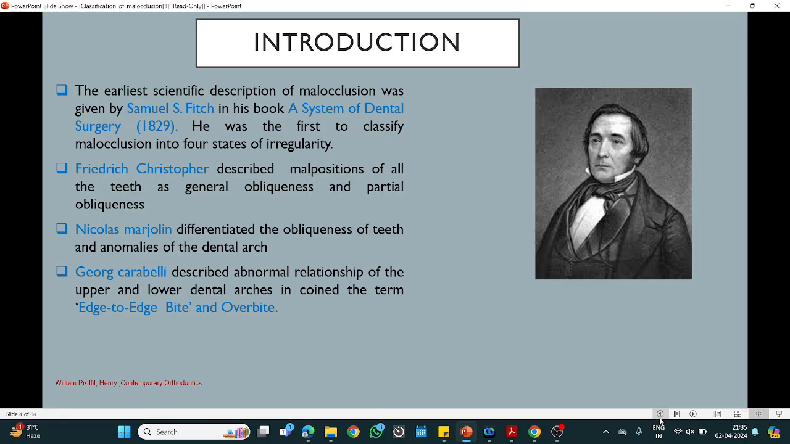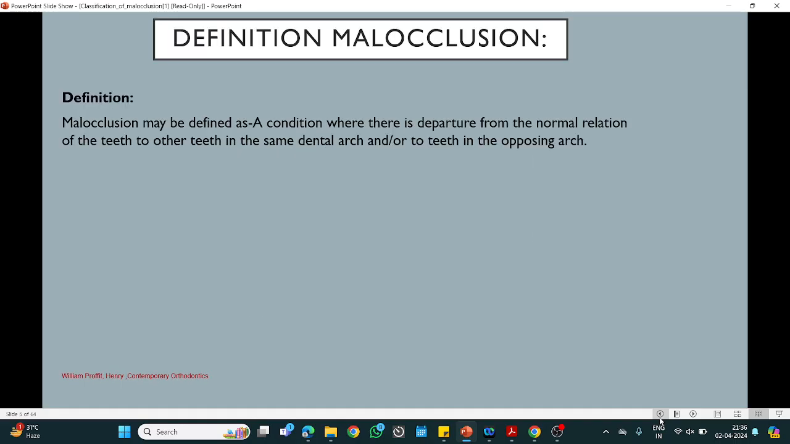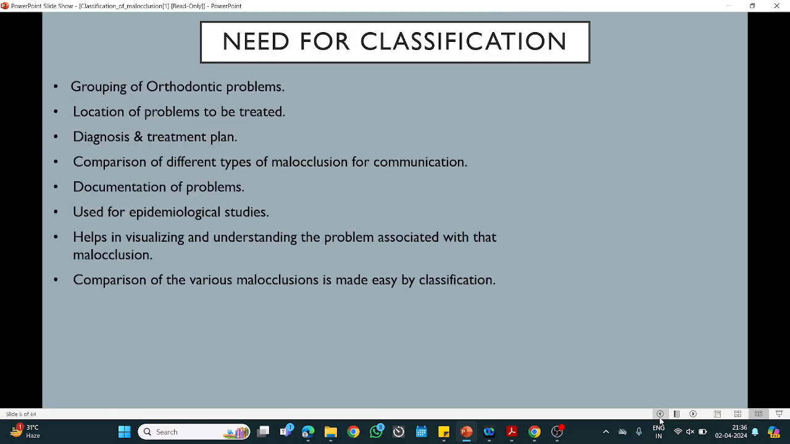Nicholas Maurin differentiated obliqueness of teeth and anomalies in dental arches. George Carabelli described abnormal relationship of the upper and lower dental arches and coined the term edge-to-edge bite and overbite. Definition of malocclusion: malocclusion may be defined as a condition where there is departure from the normal relation of the teeth to other teeth in the same dental arch or to the teeth in opposing arches.